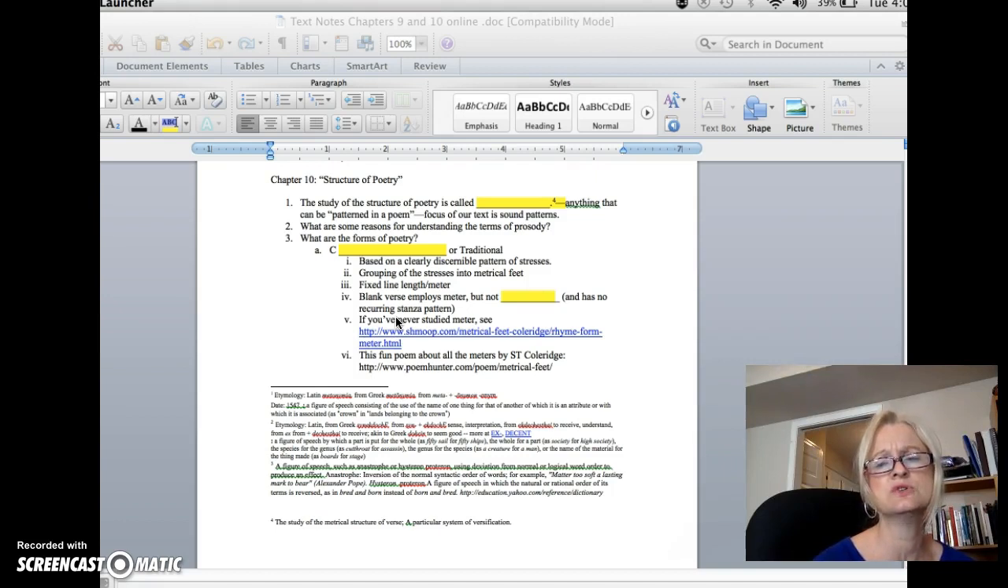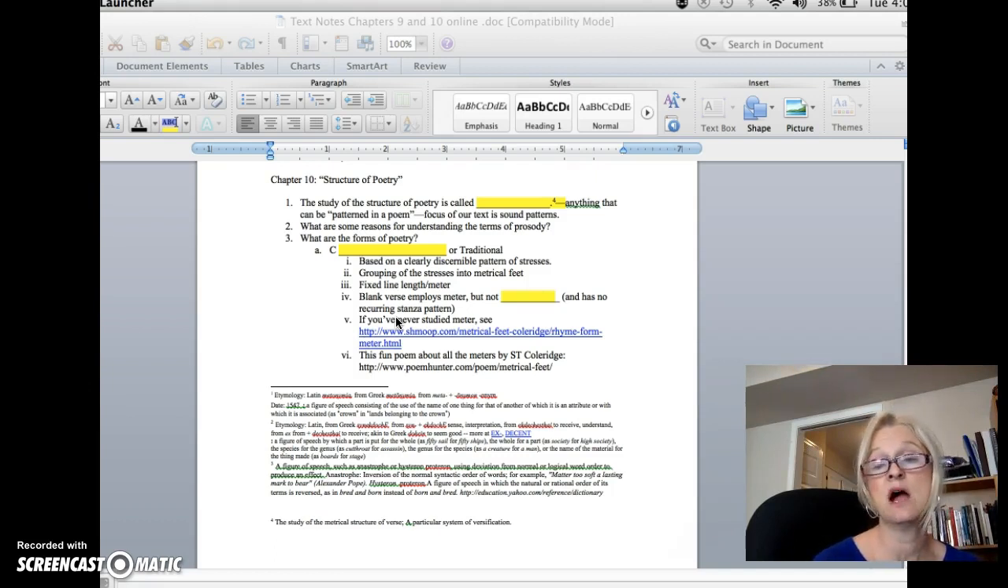We want the structure to support the sense. So if you have a very formalized, highly structured, metered poem, you want to see, does that contribute to the meaning of the poem? Is the subject of the poem also very formalized? Is the subject of the poem very strict and serious? And you want to see if it can be contained that way.